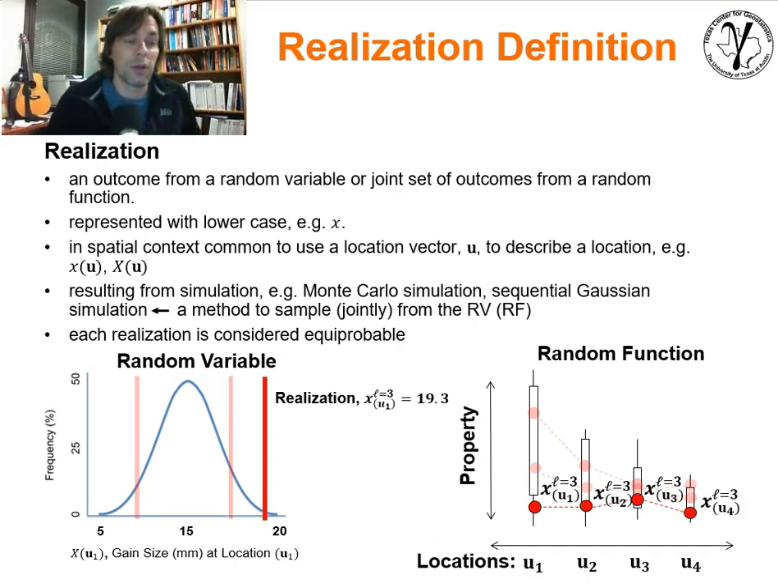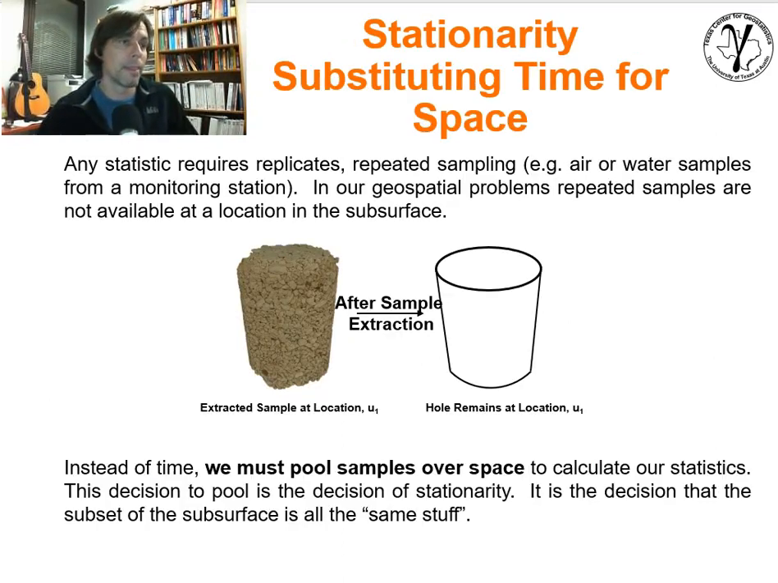I could keep drawing realizations, and we would do that as many as are needed in order to perform our calculation, our analysis. We'll talk about that later. Concepts of random variables, random functions, and realizations from a random variable or random function have been described so far. Okay, let's talk about stationarity.